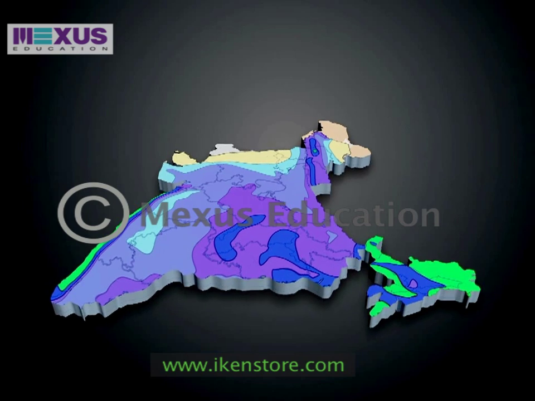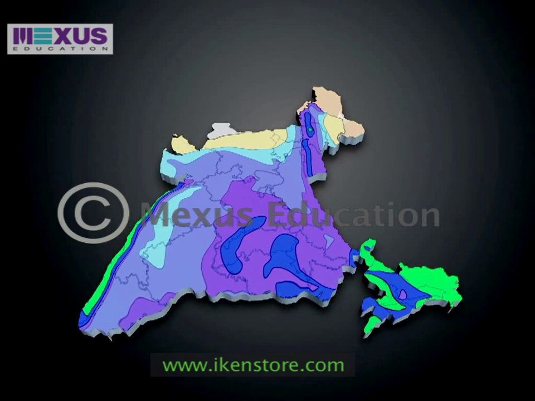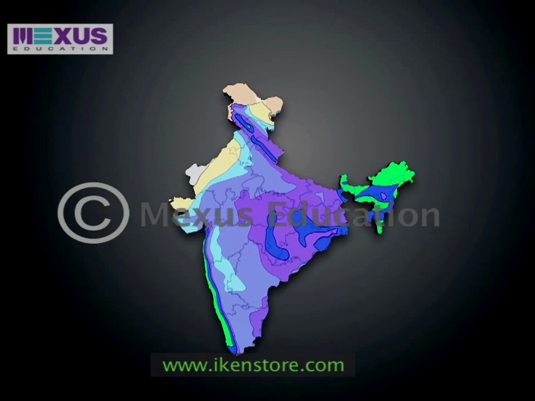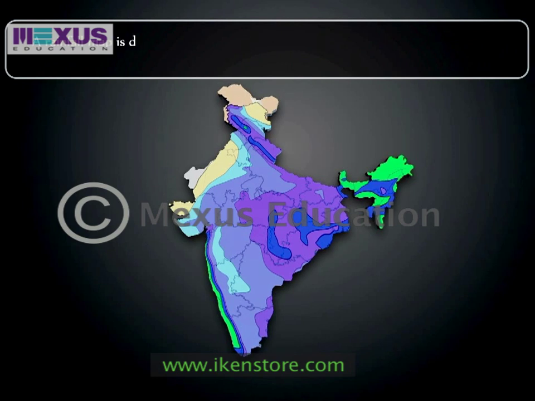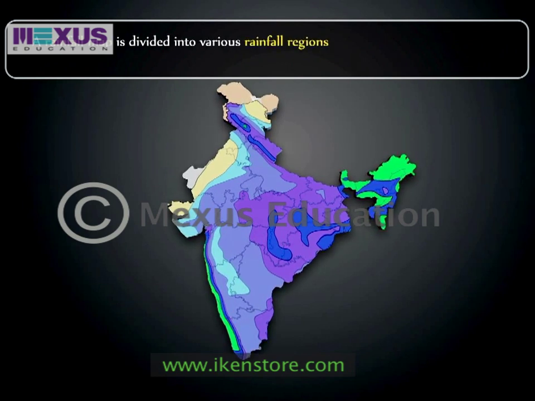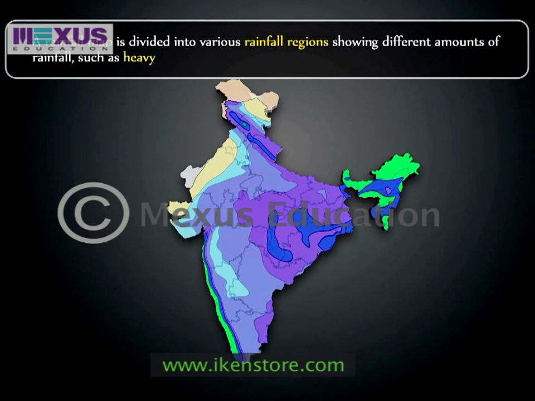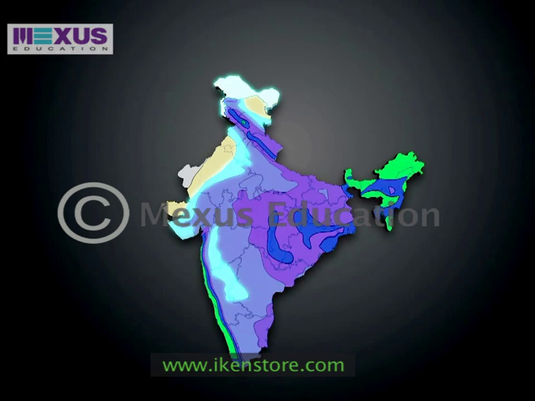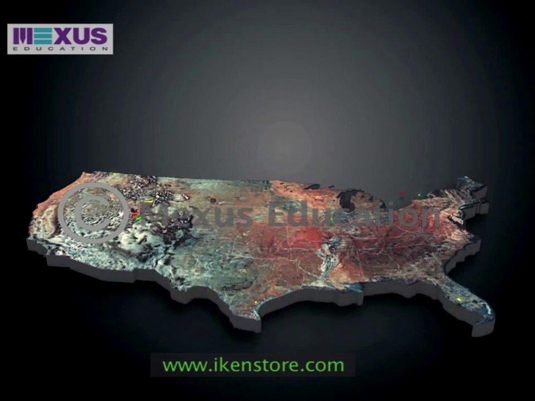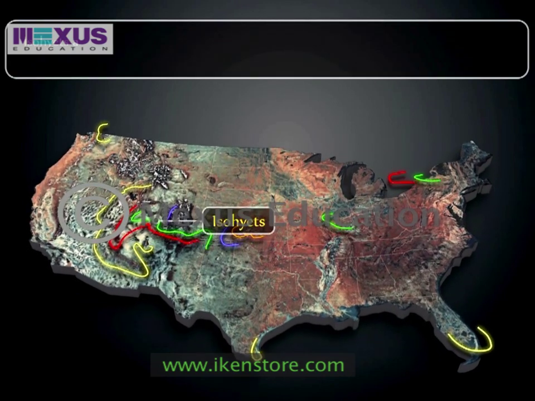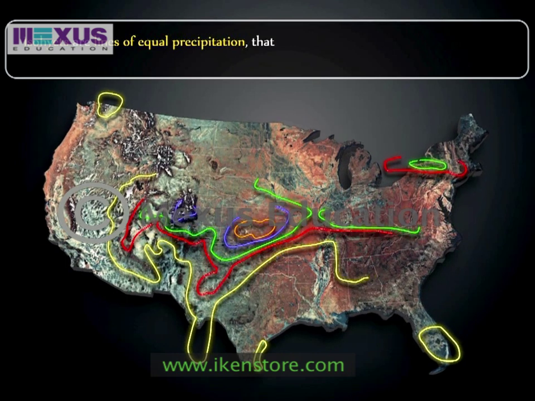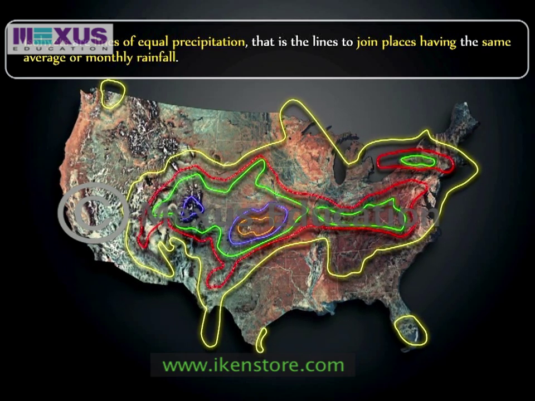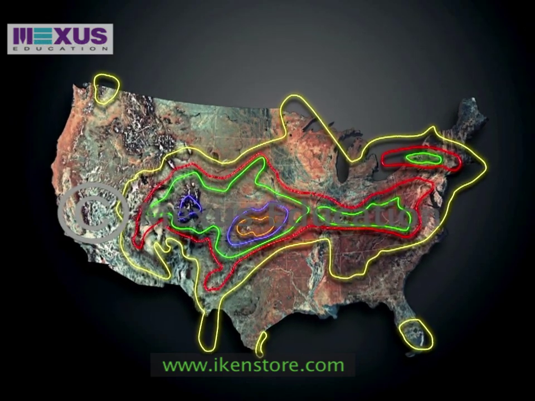The average monthly or annual distribution of rainfall of a particular region is generally shown either by rainfall maps or by isohyets. A rainfall map is divided into various rainfall regions showing different amounts of rainfall, such as heavy, moderate or scanty. These regions are colored or shaded differently. Isohyets are lines of equal precipitation, that is, the lines joining places having the same average or monthly rainfall. These lines are drawn at uniform intervals.